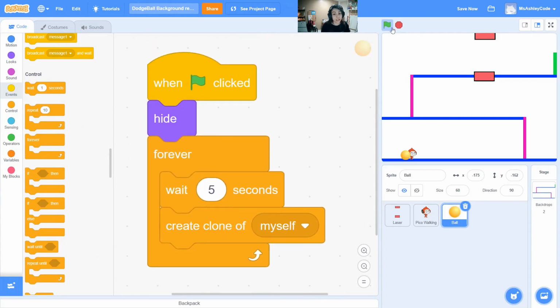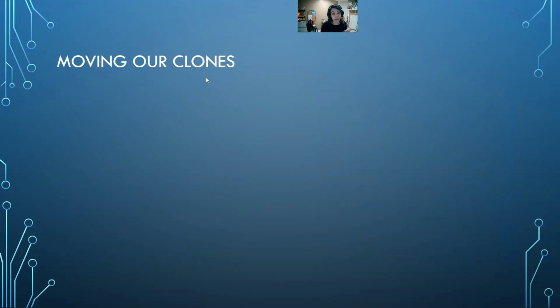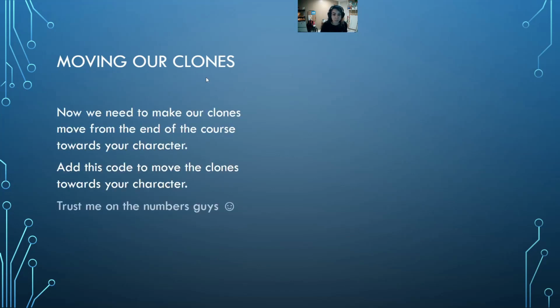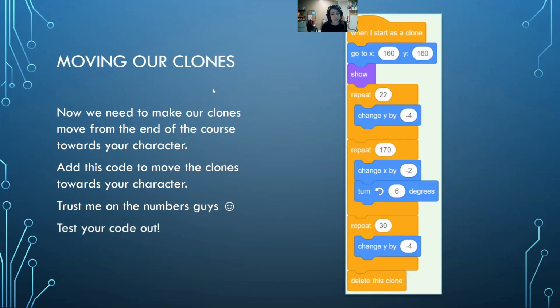Now if you were to click the flag, you'll notice that the ball is gone, and you're not seeing any actual new programming code working. But that is because our original sprite is now hiding. So let's make our clone move. We need to make our clone move from the end of the course towards our character. So when we start as a clone, we will go to the top of the screen and then show.